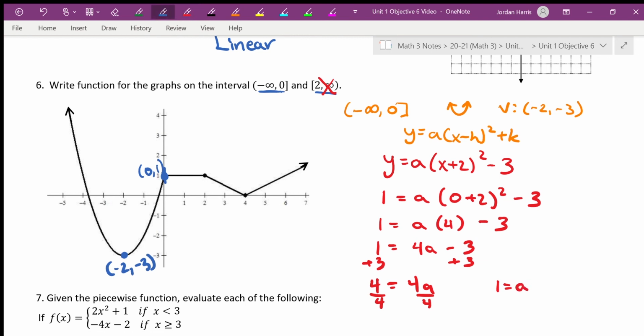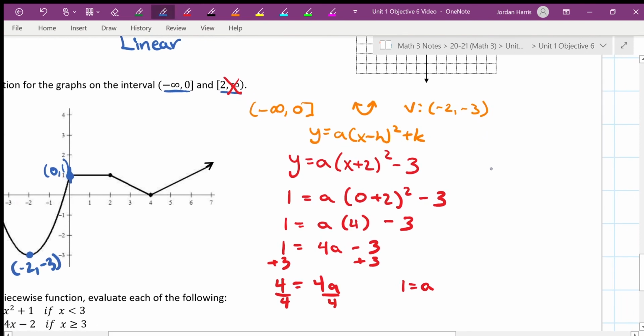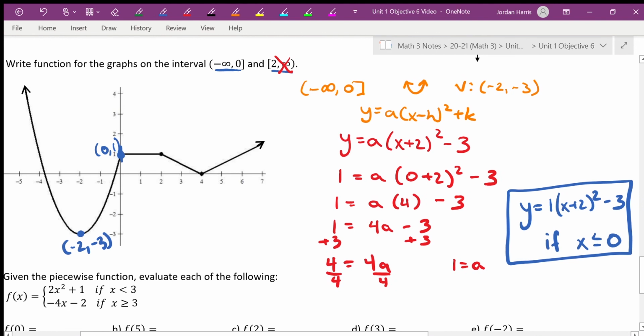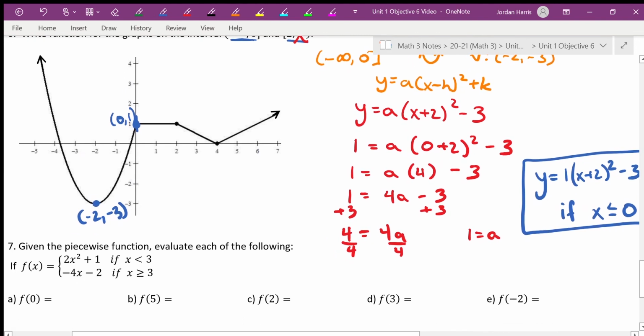Okay? So I can write my equation. y equals 1(x plus 2) squared minus 3 if x is less than or equal to 0. That would be my answer. Okay, so that would be just the quadratic part. We could have a line, then we could have a v for those other two.